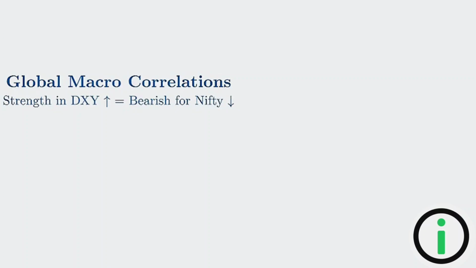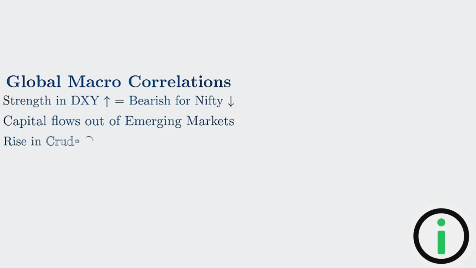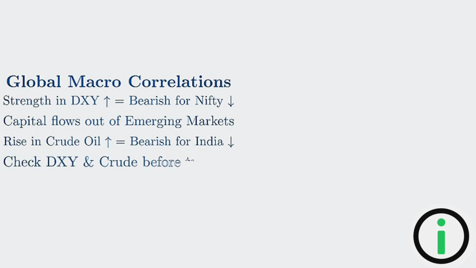Now let's look at global macro correlations. Strength in the US dollar index, or DXY, is often bearish for emerging markets like Nifty. When the DXY strengthens, capital often flows out of emerging markets and back into the US. Similarly, because India imports most of its oil, rising crude prices put pressure on the rupee and corporate margins, acting as a headwind for Nifty. Always check these 2 before your trading day begins.